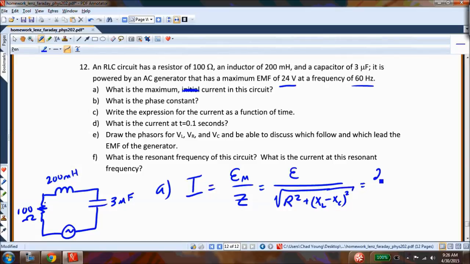And that's equal to 24 over 100 squared plus 75.4. I'll show you this. Let me just go and write it. Actually, let me go ahead and do it down here.